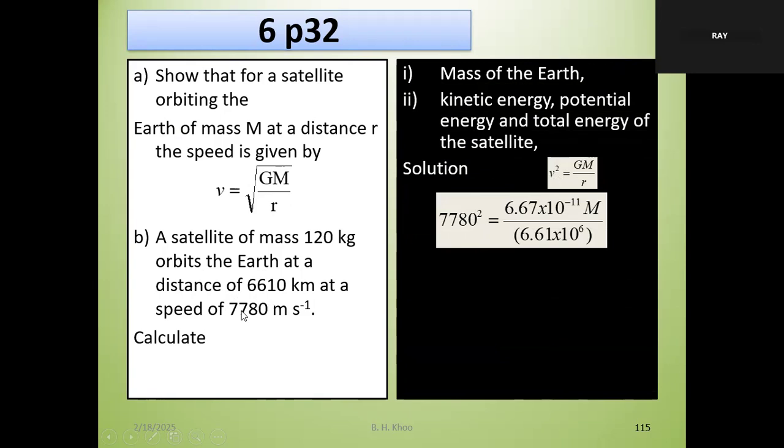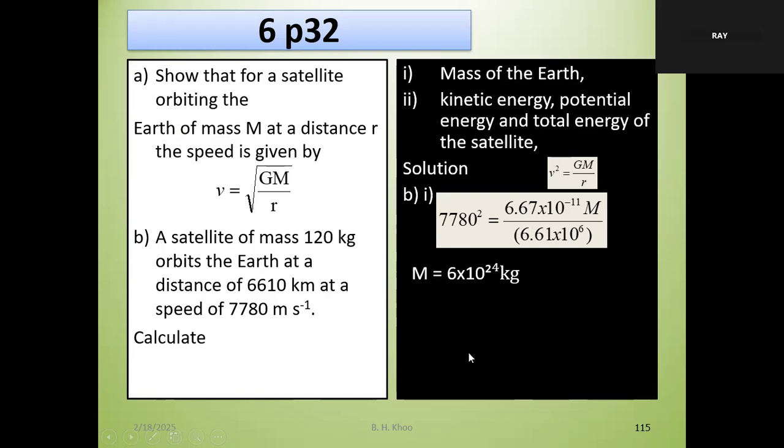V is the velocity. G is from the data sheet, that's capital G. M is what we want to find. R is what is given there. Convert it to meters, and we get our equation for M.